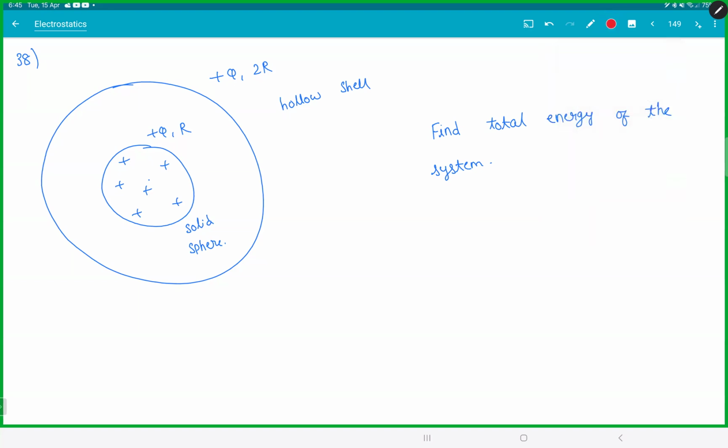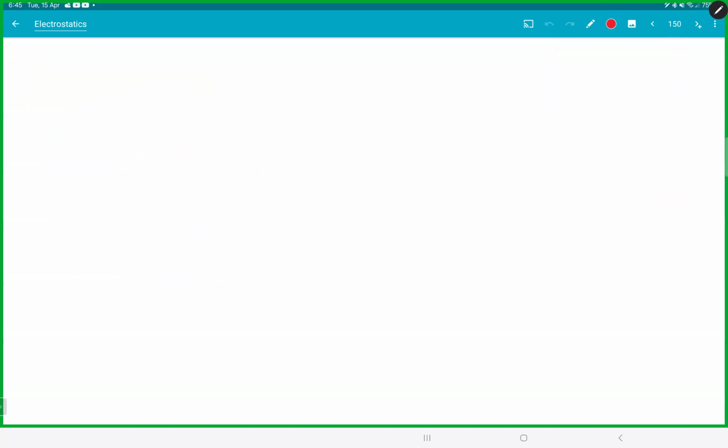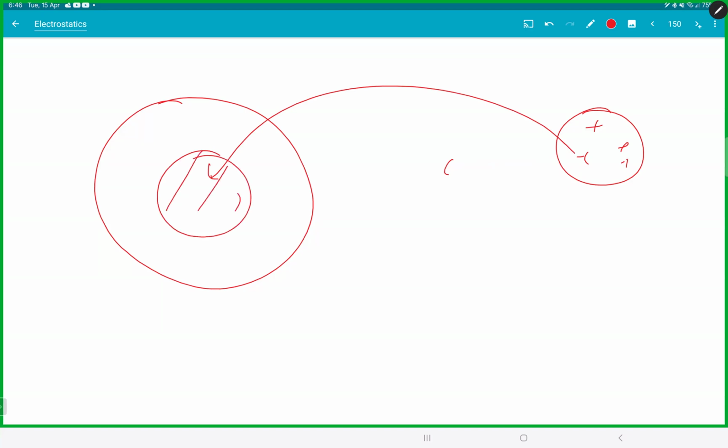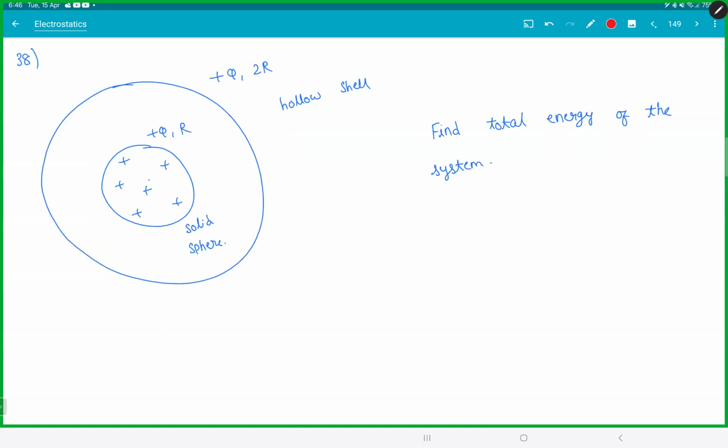Listen to what I'm asking you. Initially, there is nothing. I created a shell. Will this cost me some energy? I created a solid sphere. Will this cost me some energy? If I bring them closer, do you think they'll keep quiet? They will fight with each other. So I have to take it and put it inside. So that will cost me some energy. If I add all this, that should be the total energy, isn't it? To create them, I need energy, and to bring them closer, I need more energy. So if you add all this, that will be the total energy of the system.